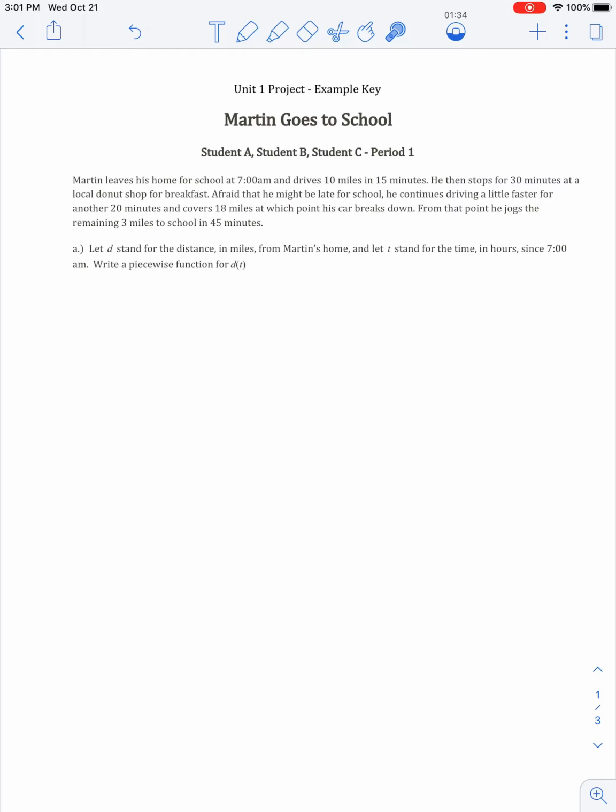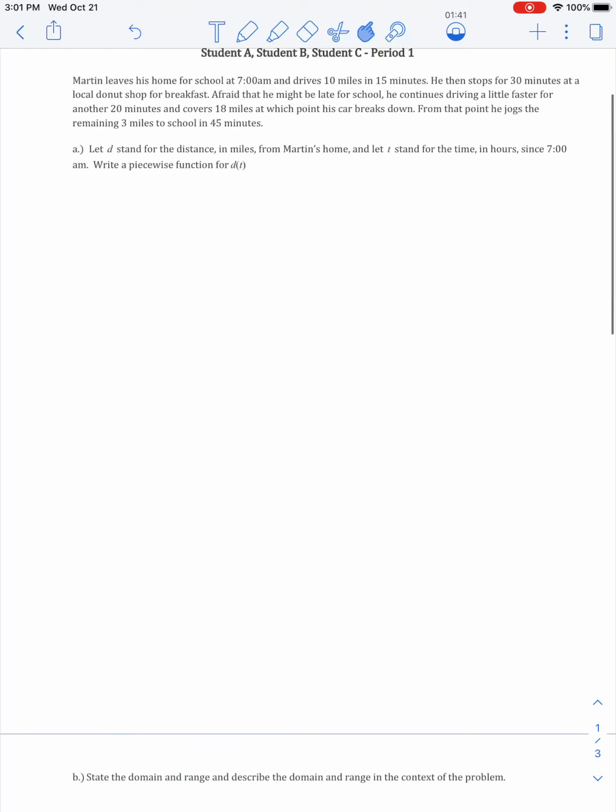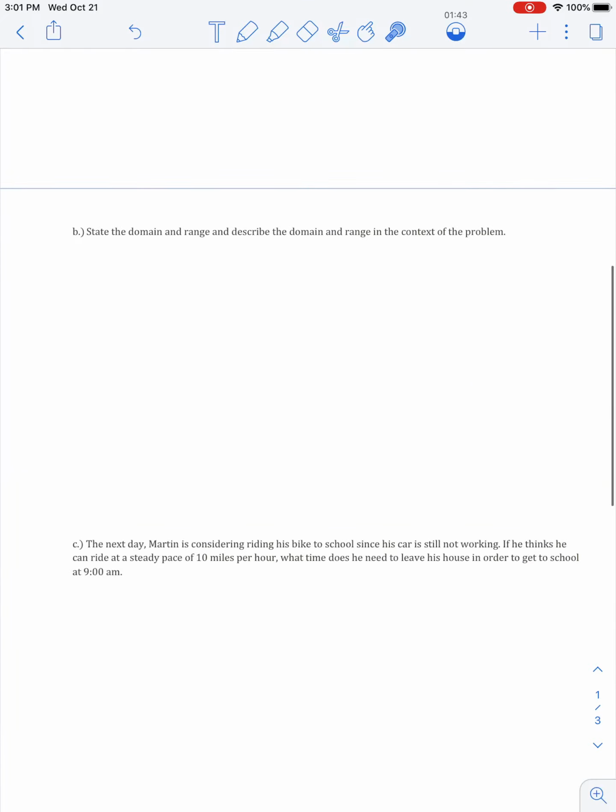The first question is going to be to write the piecewise function, and that was our focus in class today, and I'll kind of unpack that again here shortly. The second follow-up question that would be appropriate for this project would be to state the domain and range, including the context of the problem as one of your project requirements.